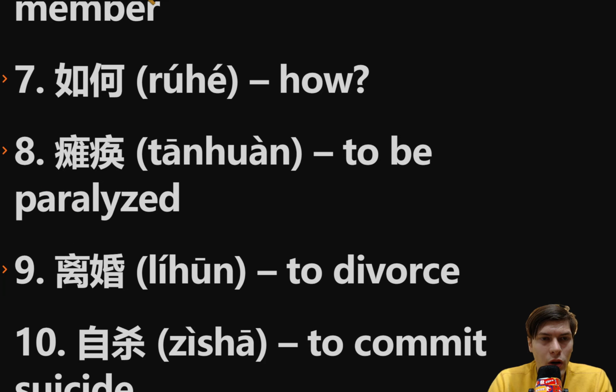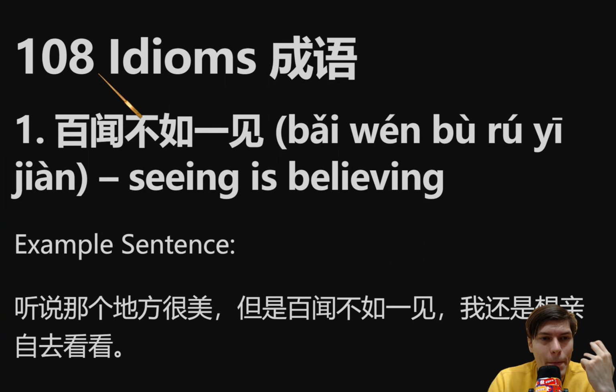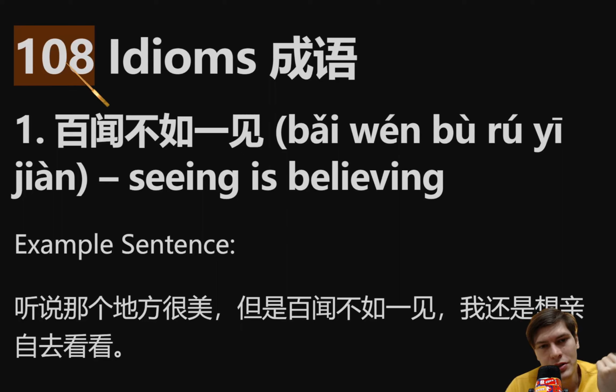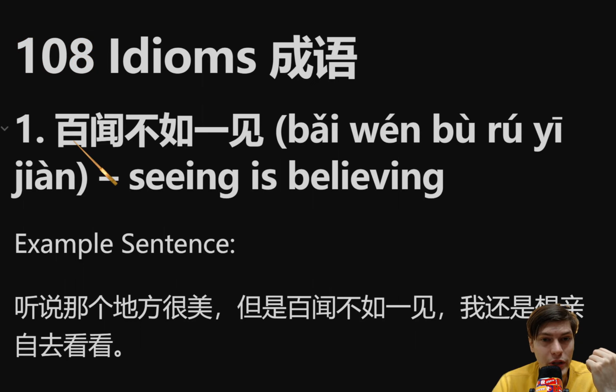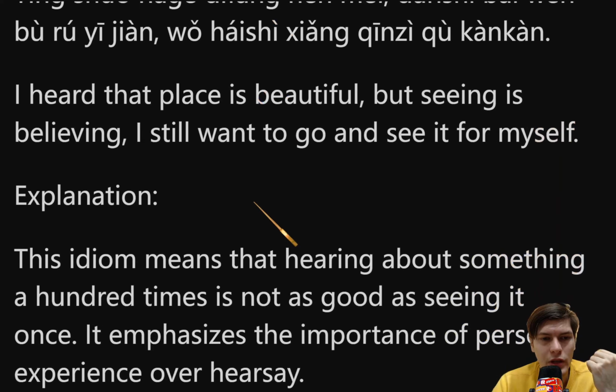And at the end of every lesson we have one idiom to learn more Chinese culture. As you can see, we have 108 lessons in the HSK 5 first book, and the same in the second book. So, let's see. First one for today is 百闻不如一见, 百闻不如一见. Seeing is believing.